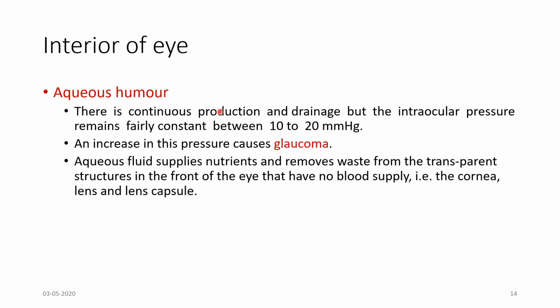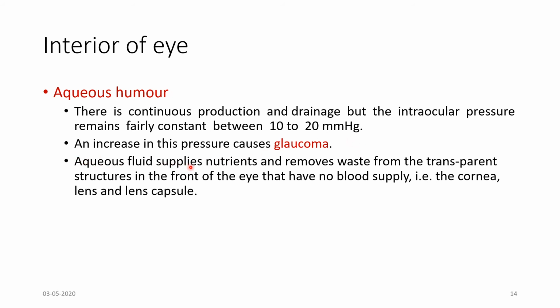So what is aqueous humor? There is continuous production and drainage of it by the ciliary processes. The intraocular pressure, though it is produced continuously, is fairly constant between 10 to 20 millimeters of mercury. If there is an increase in this pressure, it causes a condition called glaucoma.